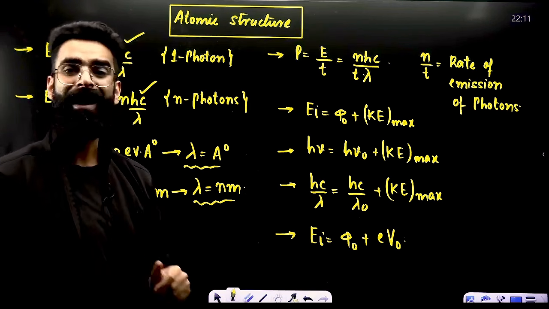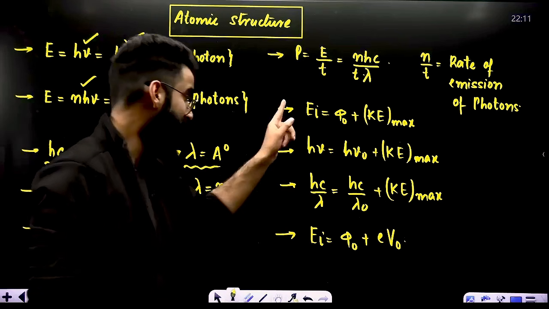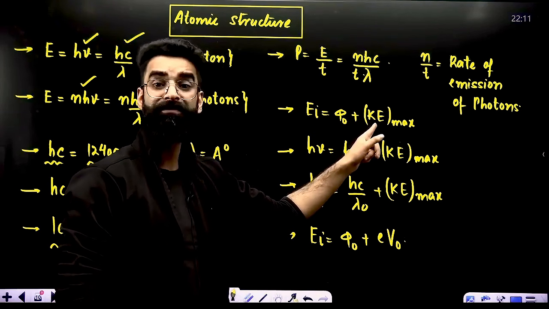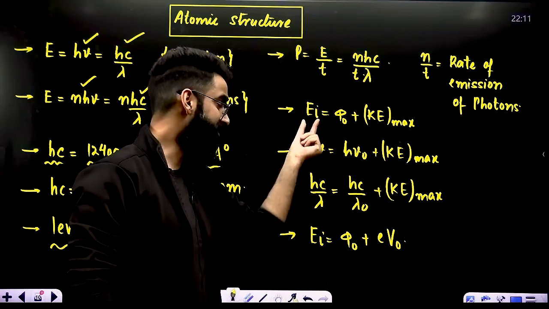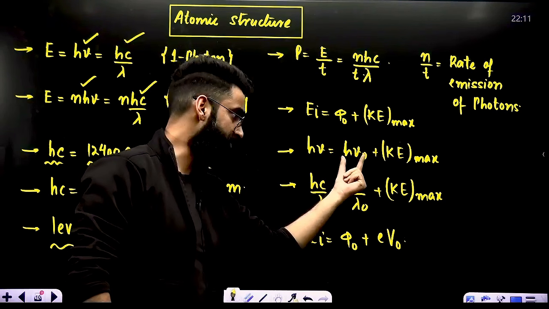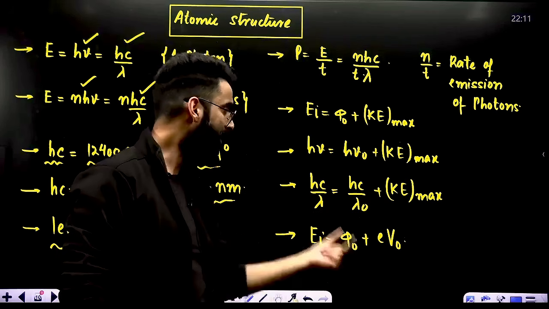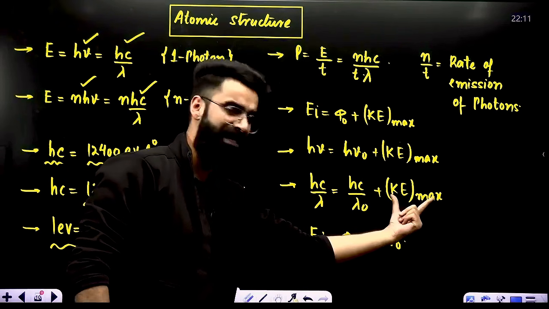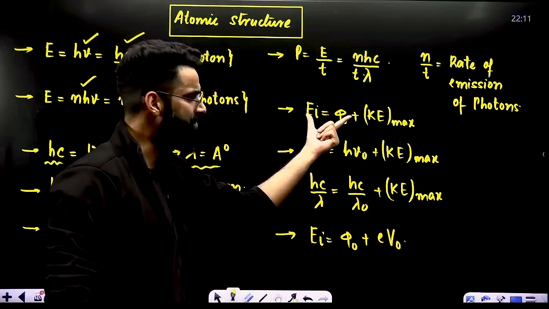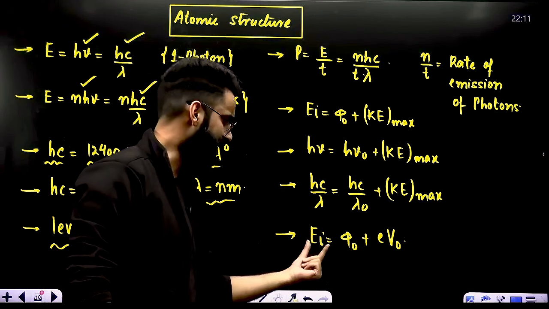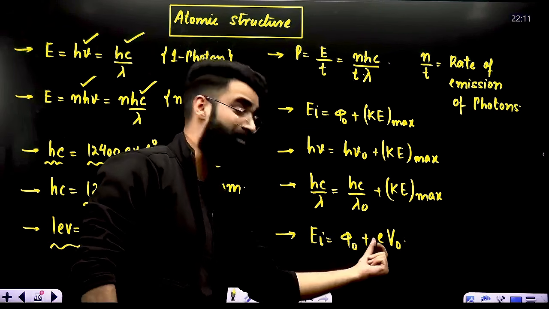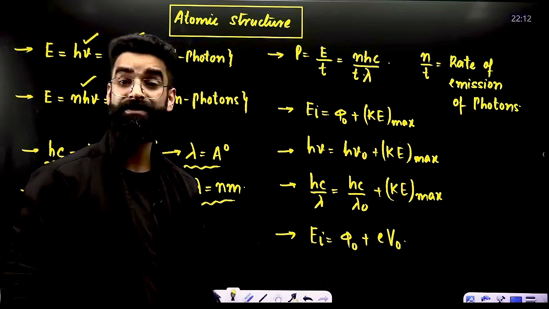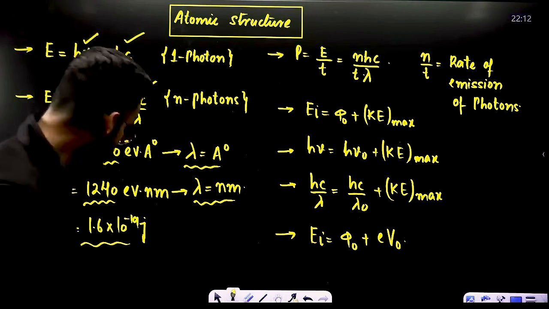Now comes to Einstein's photoelectric equation. Incident energy is equal to work function plus kinetic energy maximum of the photoelectron, right? Incident energy you can write as h nu is equal to h nu naught plus KE max, or instead of h nu you can write hc by lambda. This will be hc by lambda naught. This is KE max. Or you can write the same equation in terms of stopping potential as well. You can write incident energy is equal to work function plus eV naught, where V naught here is not the threshold frequency. V naught is the stopping potential here, right?